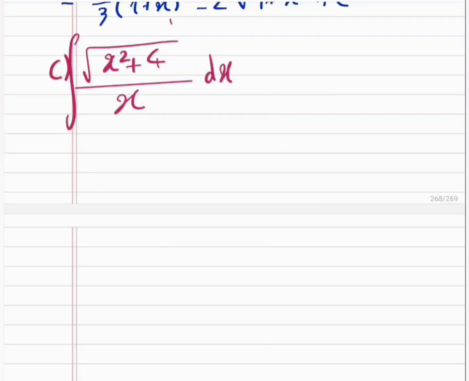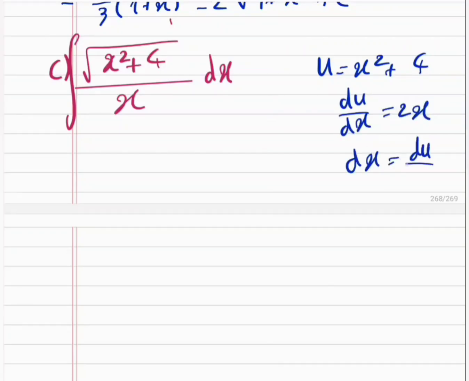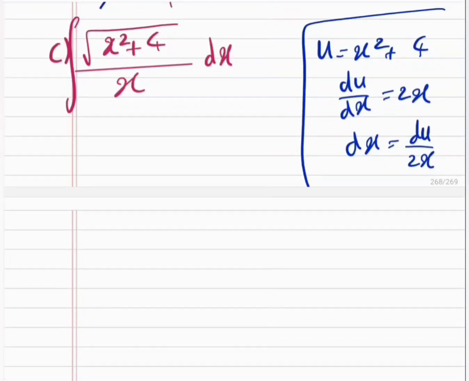So in this case, as we said, we are going to take whatever is under the square root equal to u. At least that's a good starting point. It's not a guarantee that it's going to work all the time, but that's a good starting point. So let's say u is equal to x squared plus 4. So we differentiate this. We have 2x. Let's make dx the subject. So du over 2x. Now let's substitute this into the integral.